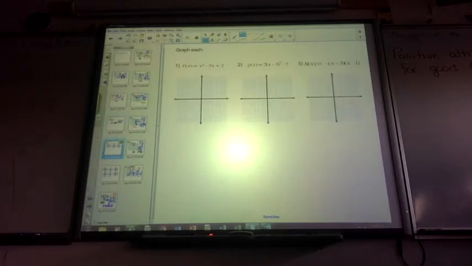All right. So the very first problem. Not a big fan of the table method, so I try to avoid it as best as possible. I really don't like the table method on this one because if I use -b over 2a, I get -(-3), so that's +3 over 2. So my axis of symmetry is 3 over 2. The x component of my vertex is 3 over 2. That means I have to plug 3 over 2 into my equation to get the y component out.